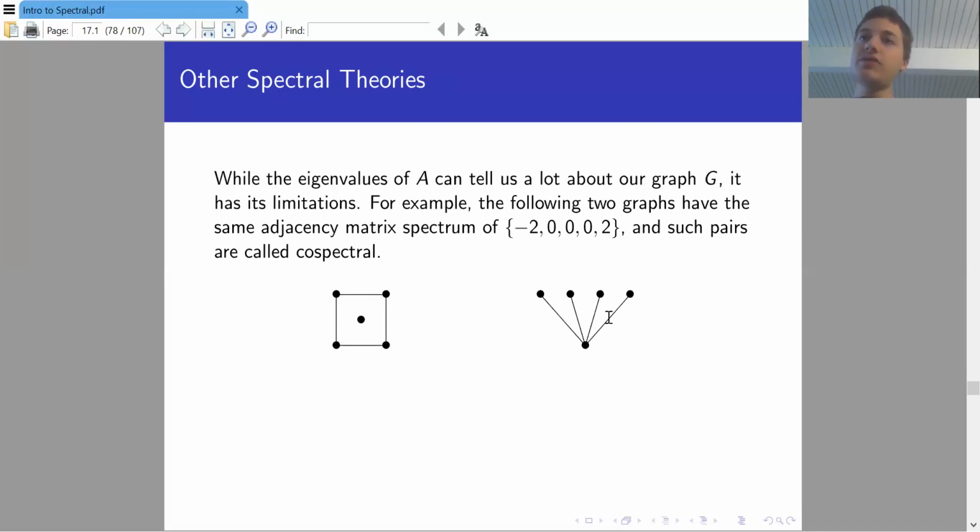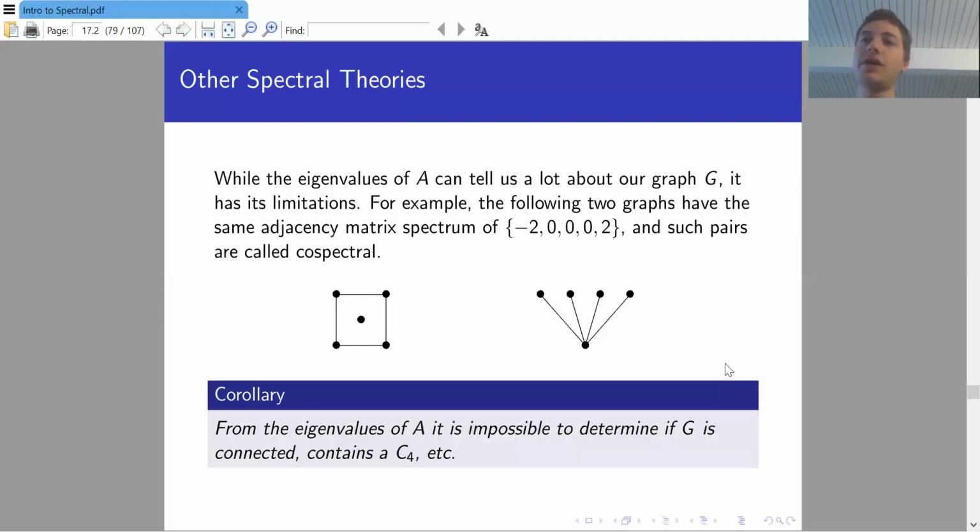So we have these 2 graphs, which are not isomorphic to each other, but they have the same spectrum of their adjacency matrix: -2, 0, 0, 0, 2. And such pairs, where you have non-isomorphic graphs with the same spectrum, are called co-spectral. And the issue is that as far as the adjacency matrix is concerned, or at least as far as the eigenvalues are concerned, these 2 matrices are the same. And that creates some complications.